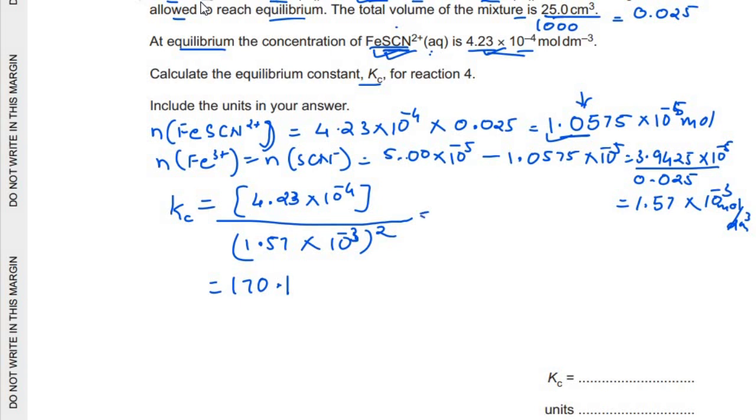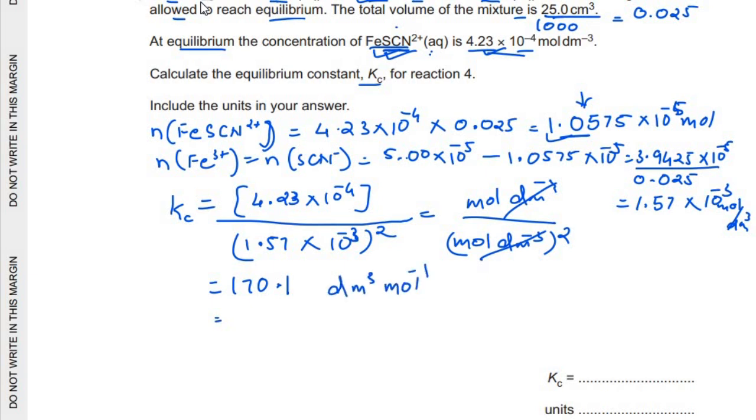Now if we calculate the units, we have moles per dm cube in the numerator, and in the denominator we have moles per dm cube squared. So this gets cancelled and only 1 moles per dm cube is left, and so the units you can write as dm cube per mole. That's how we can write. So the value of Kc is 170.1 and the units are dm cube per mole. That's how we write, and this is how we have calculated the value of Kc.